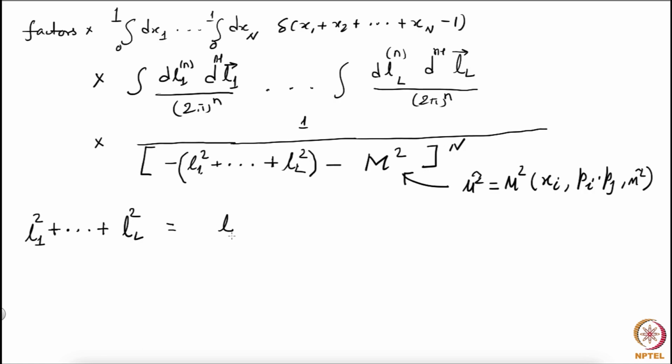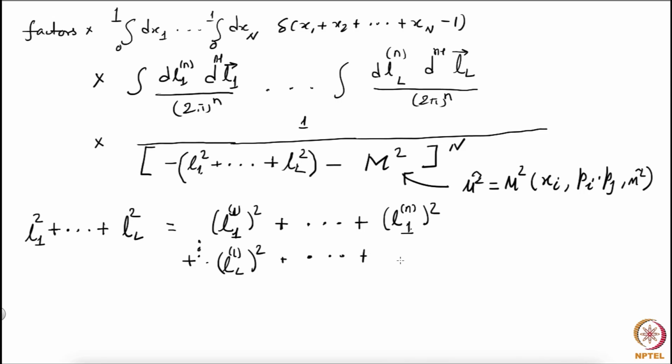What is L1 square? L1 square is L1, the first component of it, squared, plus the second component of it squared, and so forth, nth component of it squared. Right? Then what is L2 squared? Similarly, you change the subscript 1 by 2, and then finally you have LL, which is LL first component squared. Okay, we are in Euclidean space, that is why it's all pluses, there is no minus. LL n square.